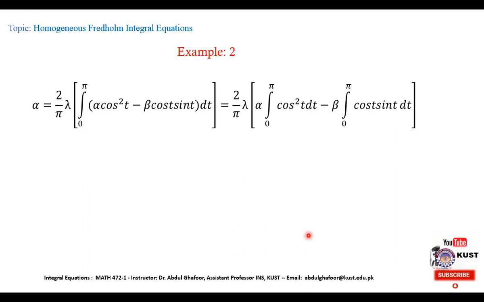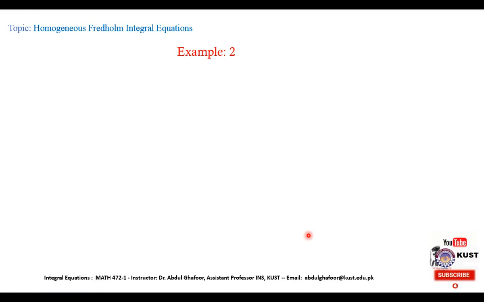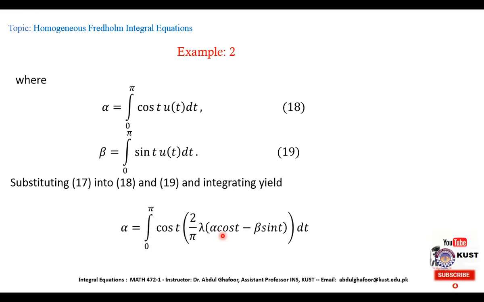Remember, when we multiply this cos of t with this cos of t, that should be cos square t, and when this cos t with this sin t, that should be cos t sin t. So we apply integration over this part as well as over this part.